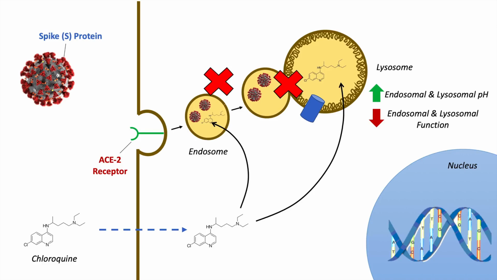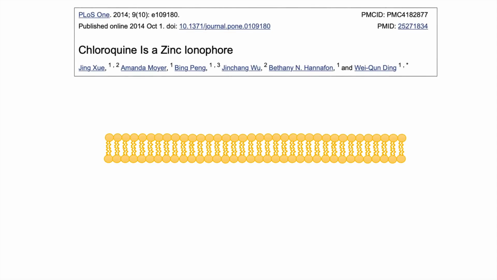So it decreases or inhibits endocytosis. The second point I want to make regarding chloroquine's antiviral properties is that chloroquine is a zinc ionophore. There's actually a paper published in PLOS ONE in 2014 showing evidence that chloroquine can act as a zinc ionophore. That means that chloroquine can allow the entry of zinc into a cell.